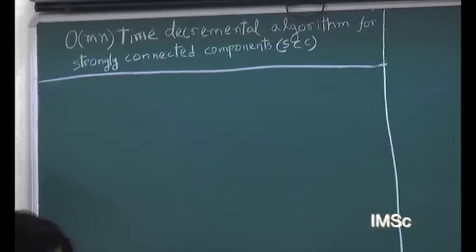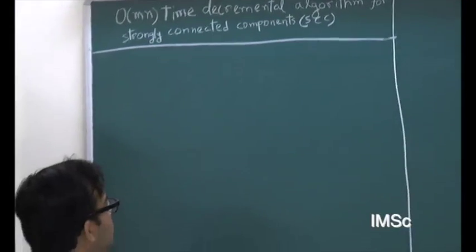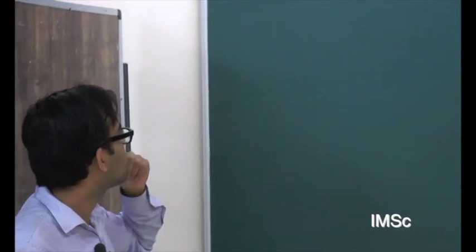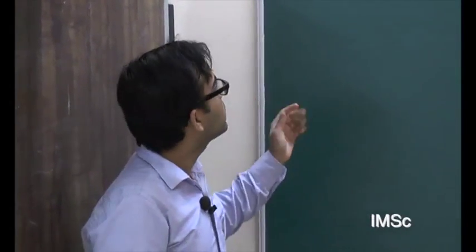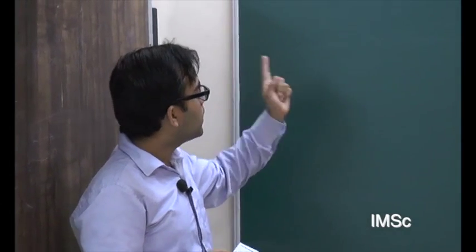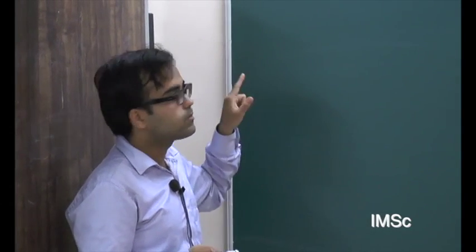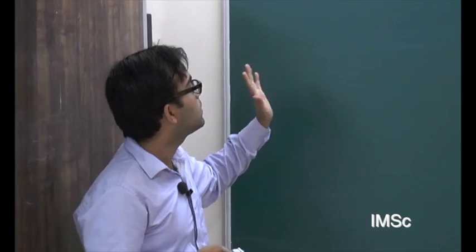Okay. So, today as I said yesterday, we will be first considering a decremental algorithm for strongly connected components, and then we will briefly outline the main idea behind how to extend it to get a decremental algorithm for transitive closure with the same update time.